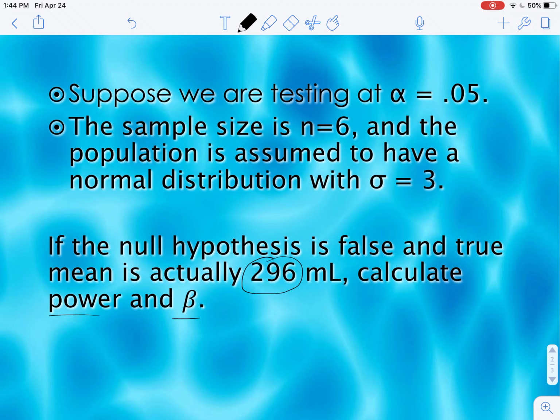So power is the probability of rejecting a false null, which is a good outcome. That's what I want to do. I want to reject a false null. So ultimately, I want the power to be high. Beta is the probability of failing to reject a false null, or the probability of a type 2 error. And I do want that number to be low. Okay, so let's learn how to calculate them.